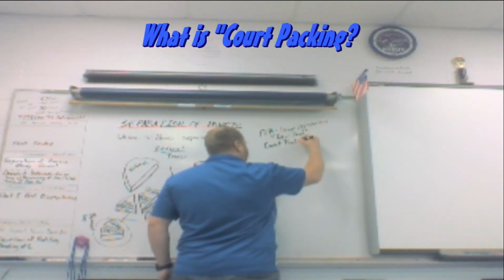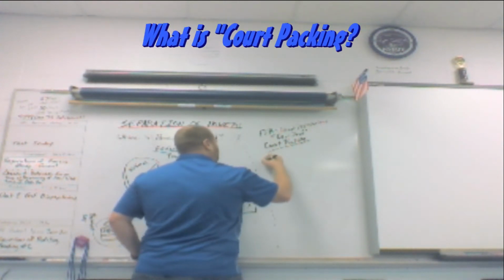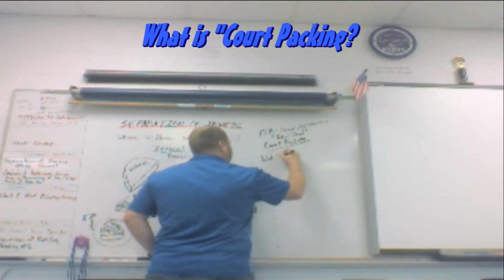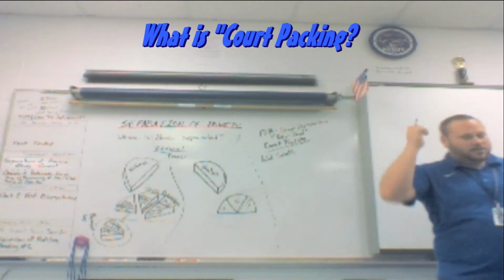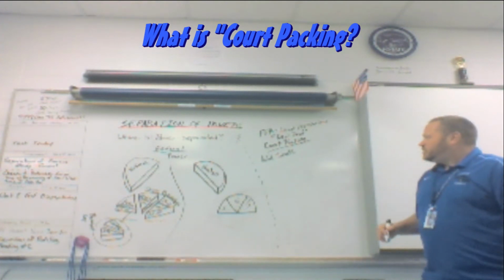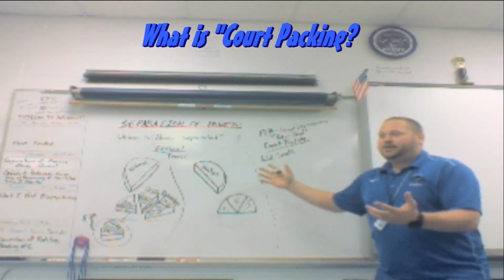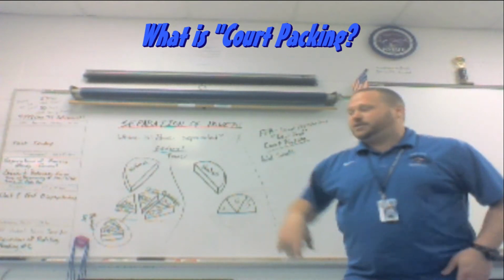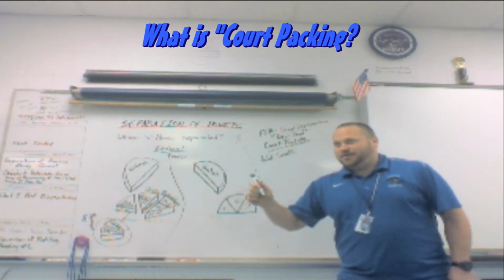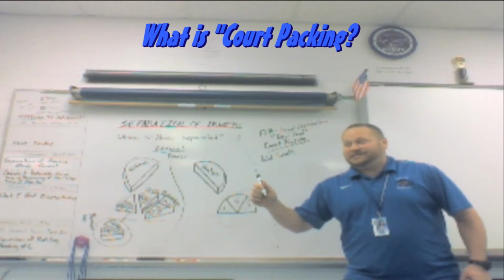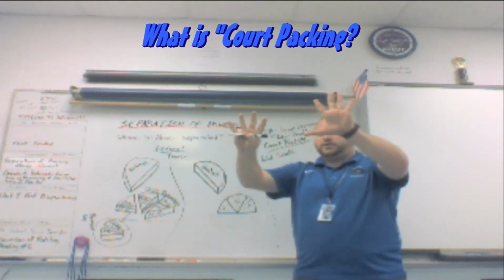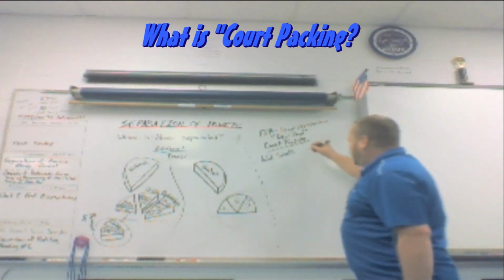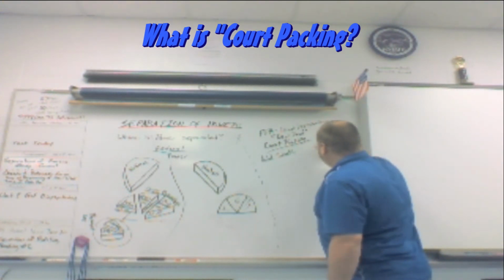What does it mean to court pack? The president tries to get a whole bunch of justices. And how would he do that? By changing the law. Yeah, changing the Constitution to add seats. The Constitution says how many people are on the Supreme Court? 9. Nine on the Supreme Court, constitutionally, okay? So, there are nine seats on the Supreme Court.